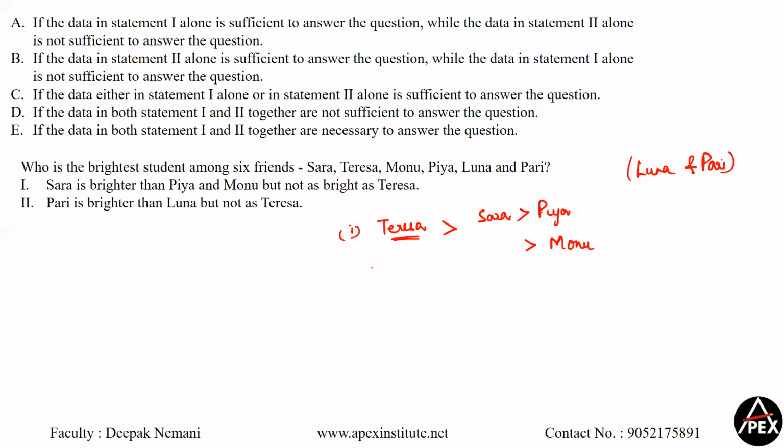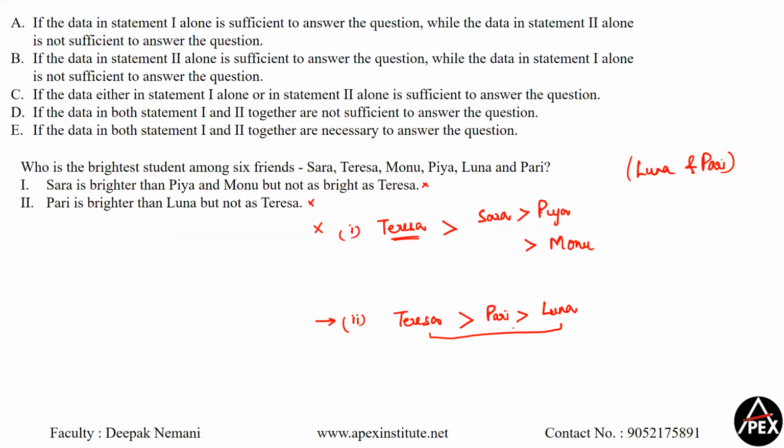Now if I consider the second statement alone, please forget about the first statement. Now Pari is brighter than Luna as Teresa. With the second statement alone, can we answer this question? No, because we have the details regarding these three people only. We do not have the details with respect to Sarah, Pia, and Monu in statement 2. So with statement 2 alone, you cannot answer this.